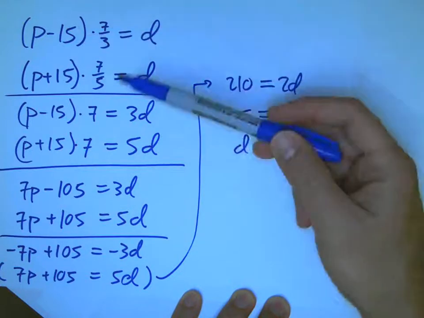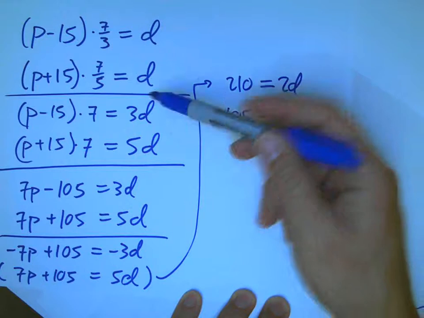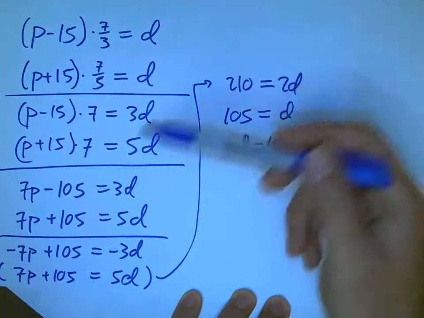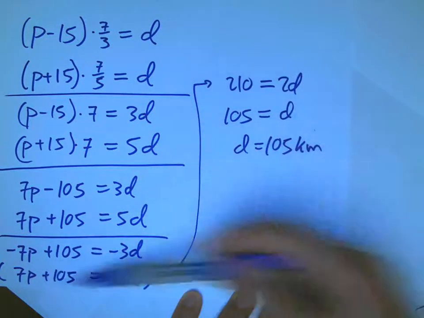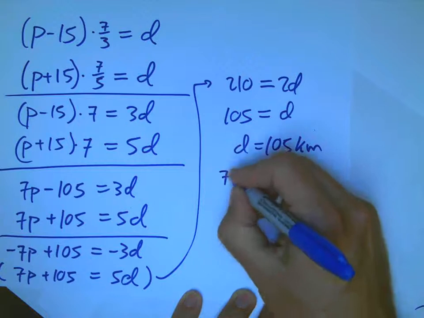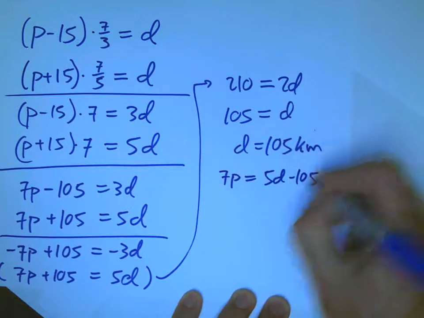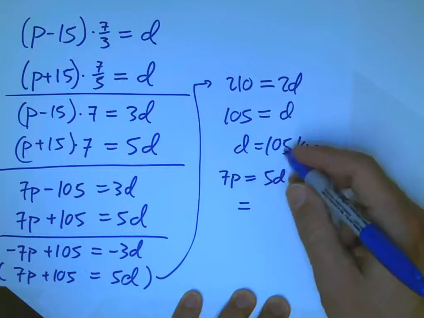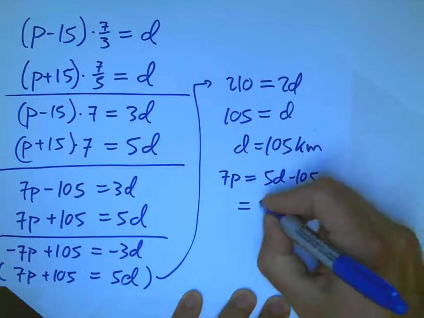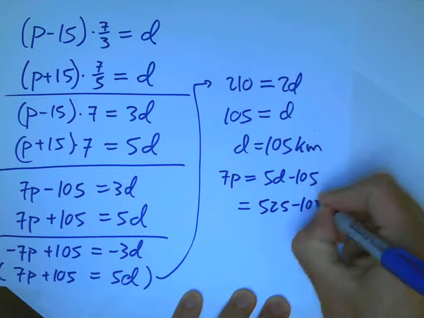7P equals 5D minus 105. Just moving that over. But I know D, and that turns into 525 minus 105, which is 420. So P is 60. Now the units ought to be kilometers per hour.